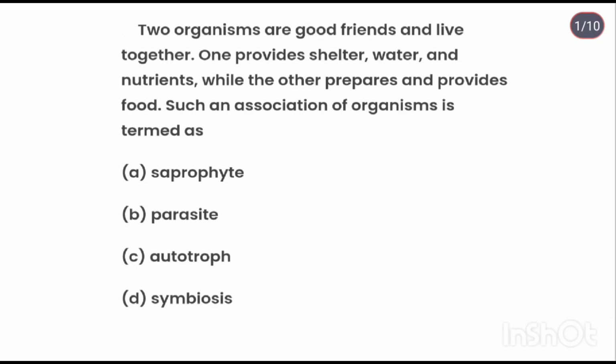Next question is: two organisms are good friends and live together. One provides shelter, water, and nutrients, while the other prepares and provides food. Such an association of organisms is termed as... Right answer is option D, symbiosis.